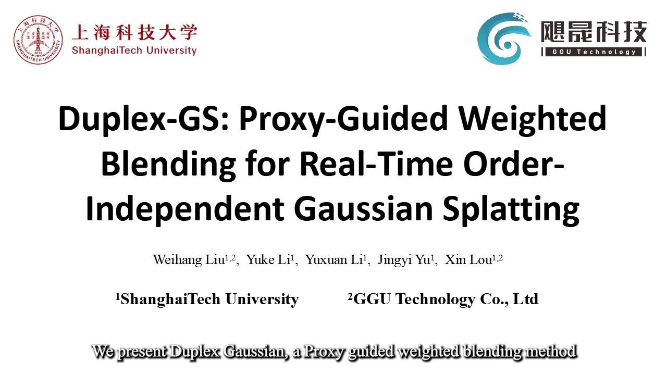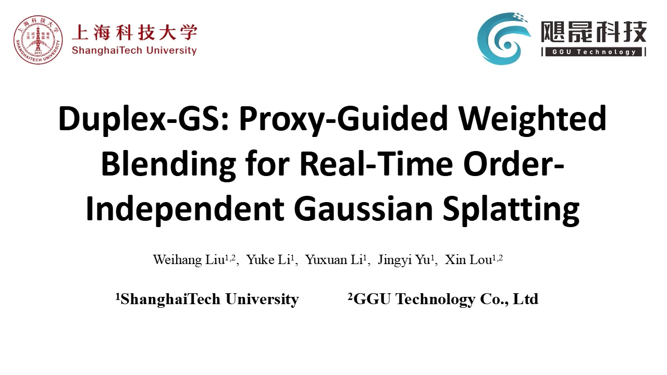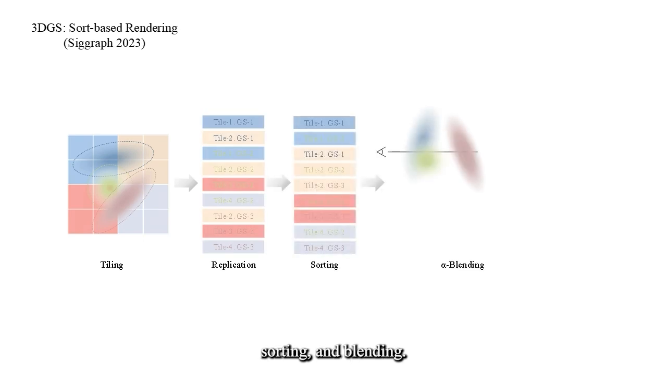We present Duplex Gaussian, a proxy-guided weighted blending method for real-time order-independent Gaussian splatting. Current 3D Gaussian splatting achieves real-time performance through sequential alpha blending, involving tiling, replication, sorting, and blending.